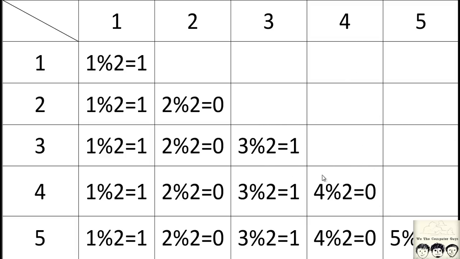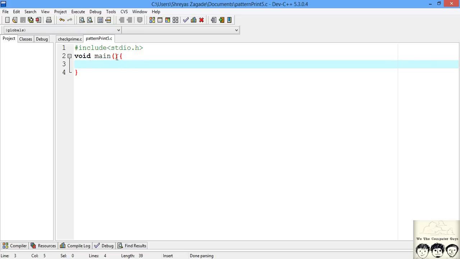So let's quickly jump into the code. I've just created a pattern print 5.c and written down stdio and void main. The first thing we need to do is to know how many rows we want to print.